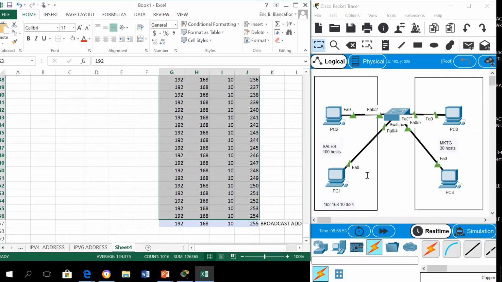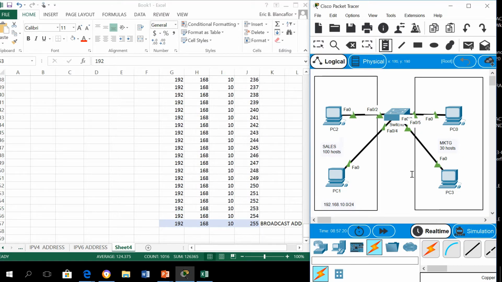So why don't I assign it here in the marketing that has 30 hosts? You will learn in Cisco 2, if you were to manage your local area network, you had better set up VLANs, and the requirement for VLANs is to separate the broadcast domain. One requirement is that each VLAN or department should have a designated network. So I will assign 192.168.10.0 here for the sales, and 192.168.11.0/24 for the marketing.